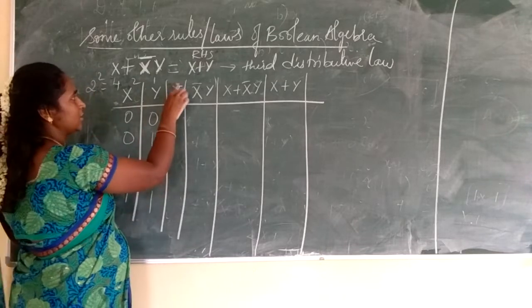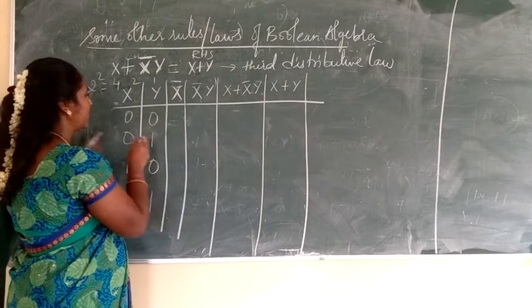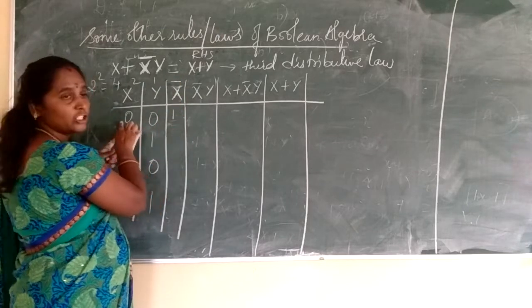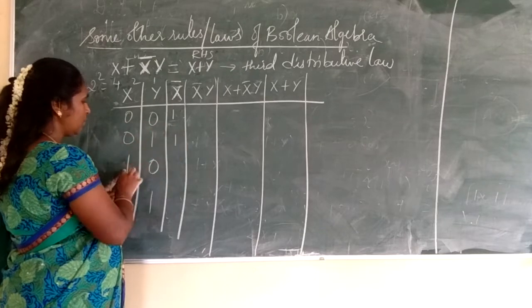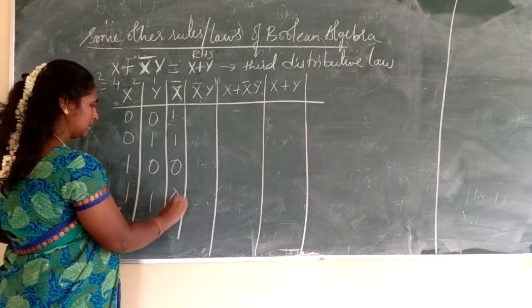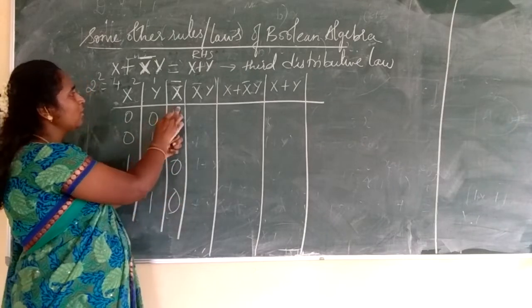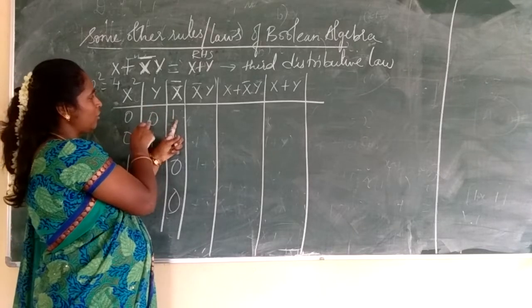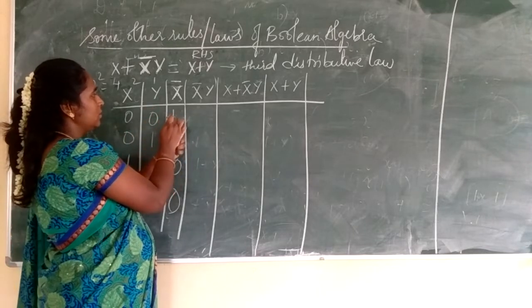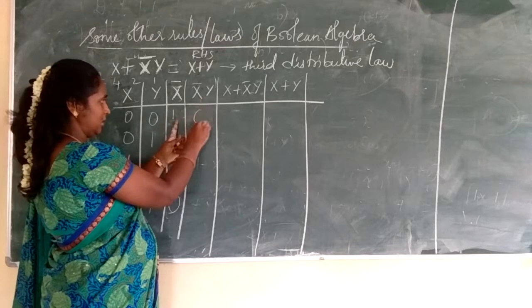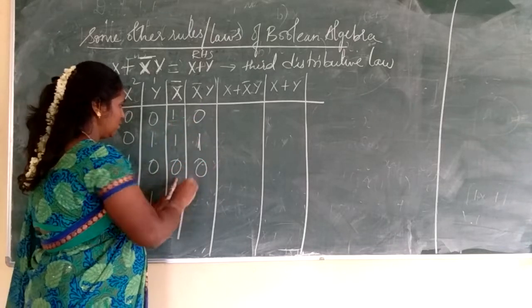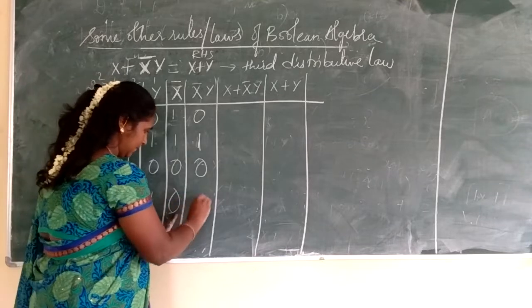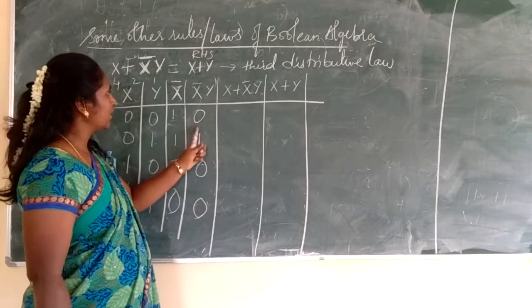Now take the inverse of x, that is x complement. All your 0s become 1 and 1s become 0: 0 becomes 1, 0 becomes 1, 1 becomes 0, 1 becomes 0. Next, this should be multiplied with your y. 0 into 1 is 0, 1 into 0 is 0, 1 into 1 is 1, 0 into 0 is 0, 0 into 1 is 0. So you got this one.